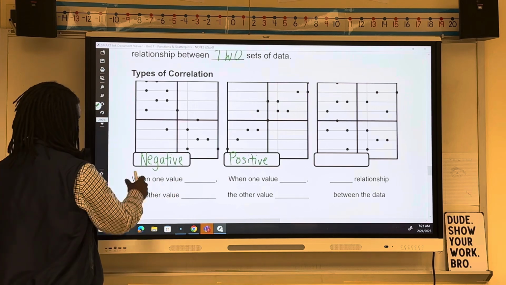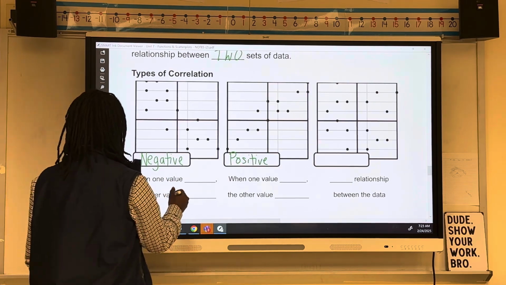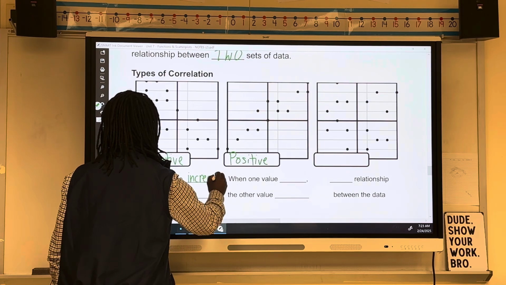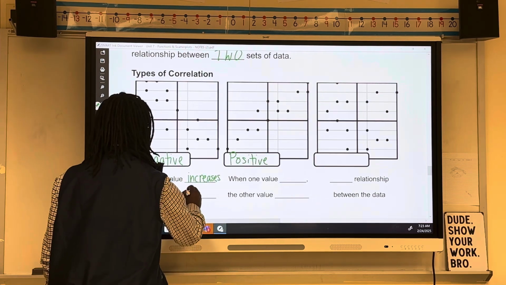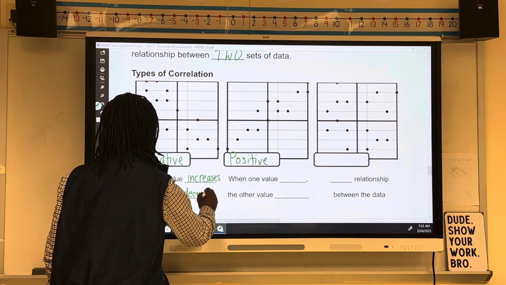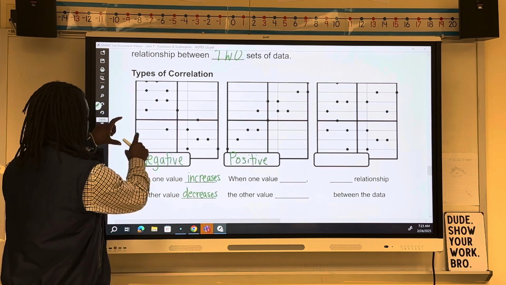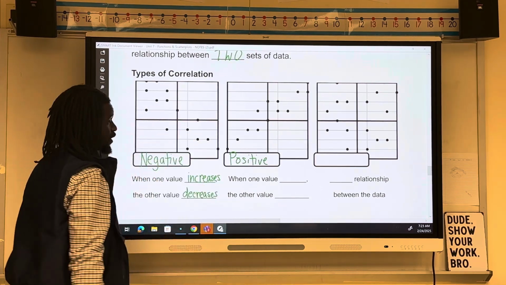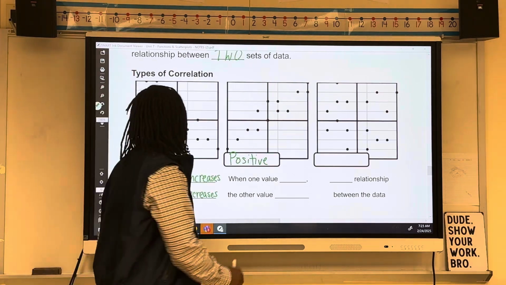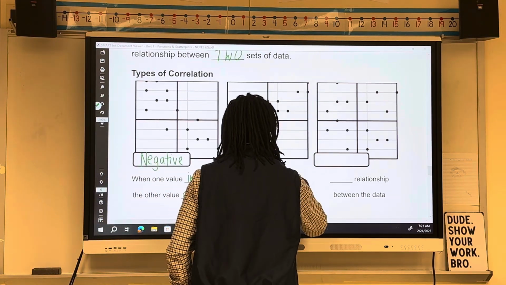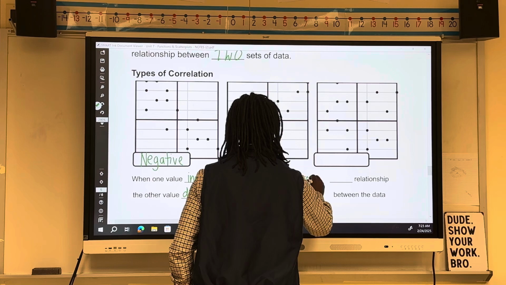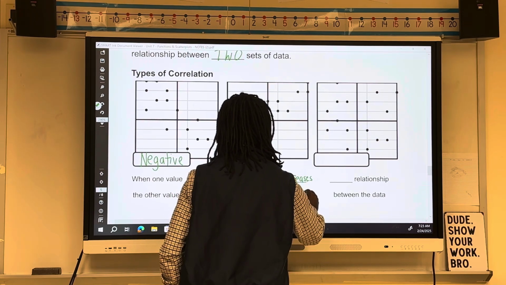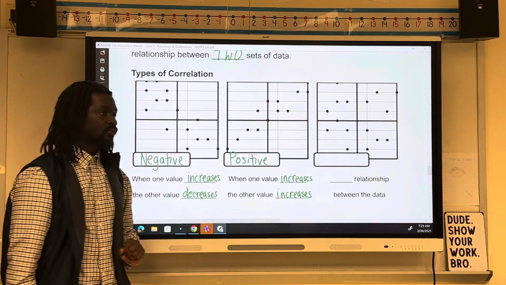Sorry, I forgot to fill this out. When one value increases, the other value decreases, okay? That is a negative, right? As one is increasing, as it goes to the right, the other value is going down. And then a positive, when one value increases, the other value also increases. That is a positive relationship.